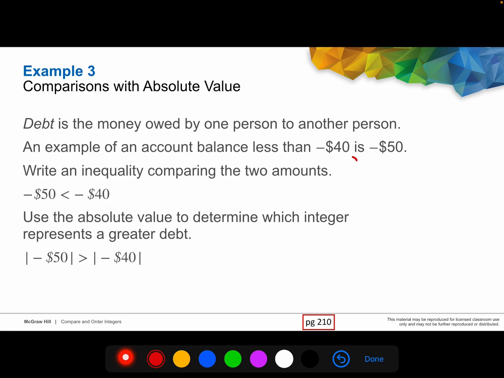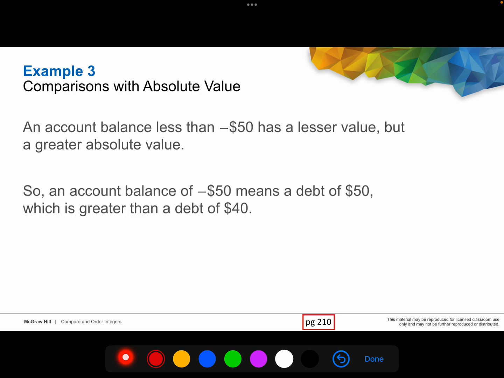And then we are going to use absolute value to determine which integer represents a greater debt. So if we look at the absolute value, which is denoted by these two vertical parallel lines around the number. Okay. So we know that the absolute value of negative 50 is 50, which is greater than the absolute value of negative 40, which would be 40. So an account balance of negative 50 has a lesser value but a greater absolute value. Okay, so an account balance of negative 50 means a debt of 50, which in this case we see is greater than a debt of 40.